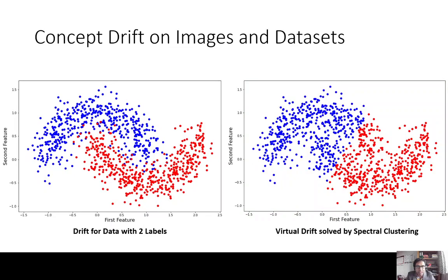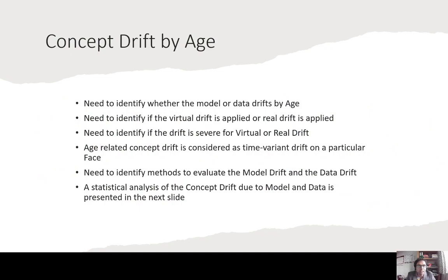So this is using clustering. This is virtual drift directly on the data without getting the ground truth. So this is solved using the spectral clustering. So you almost get a good split of data. Then this is concept drift by age.